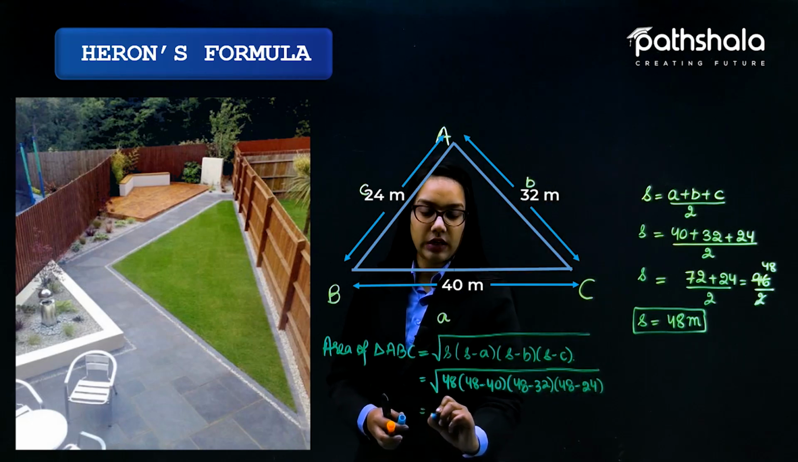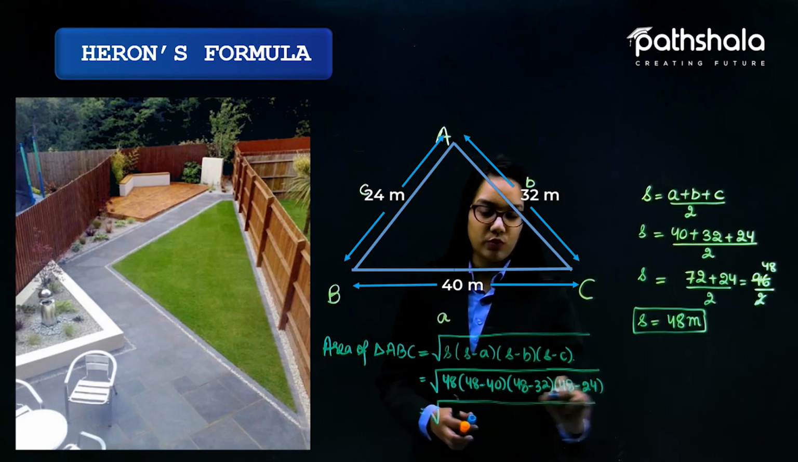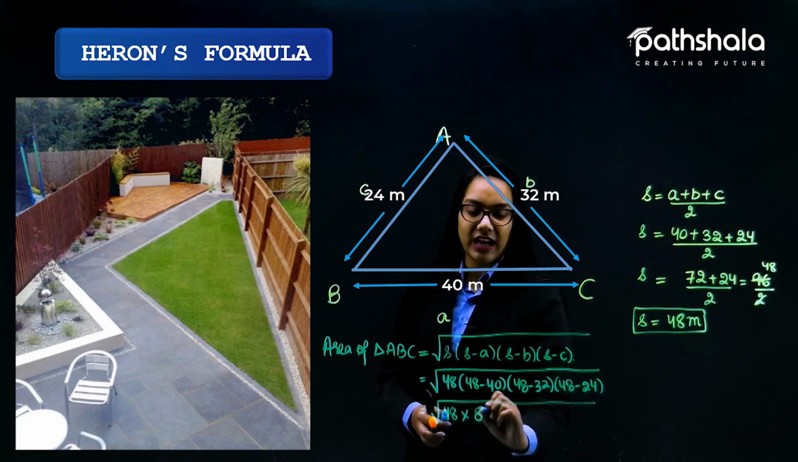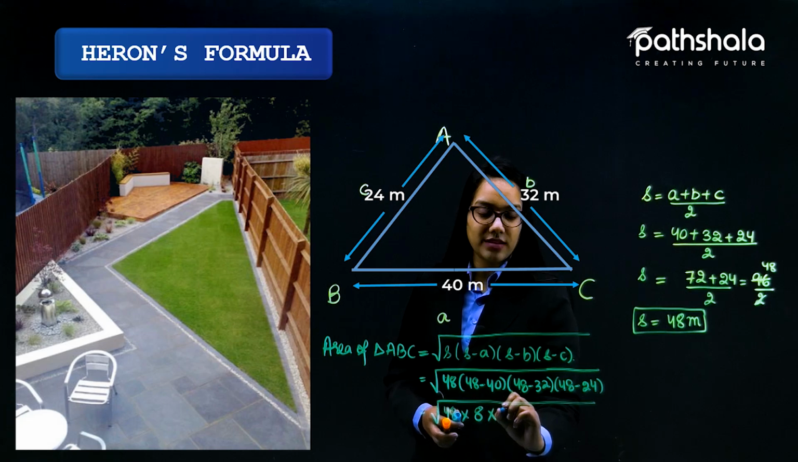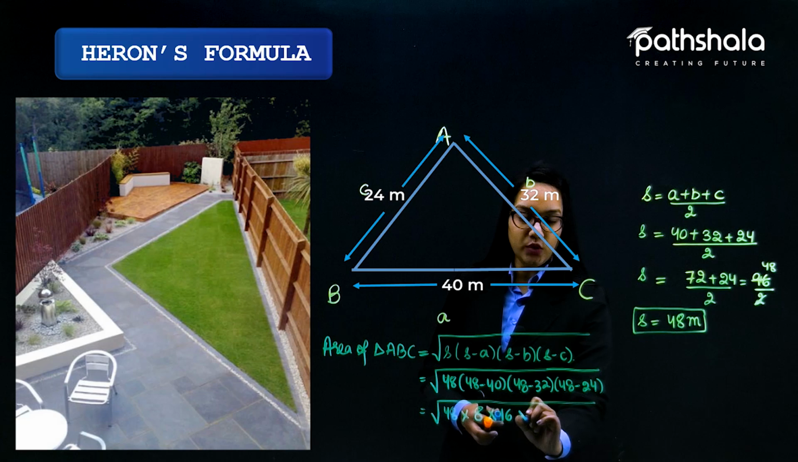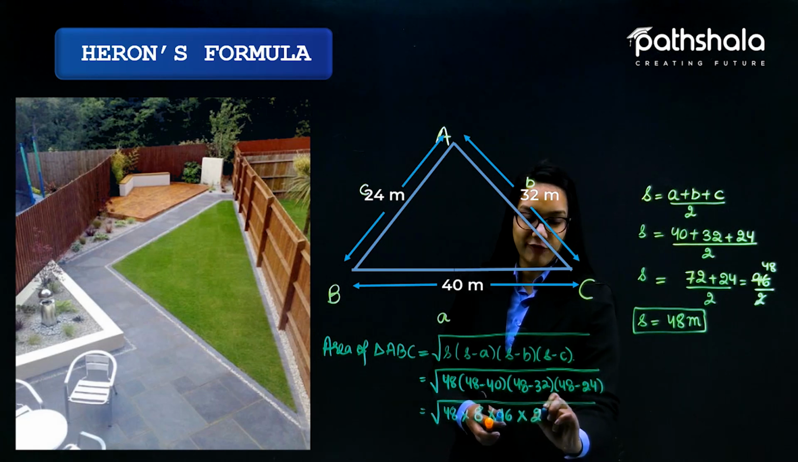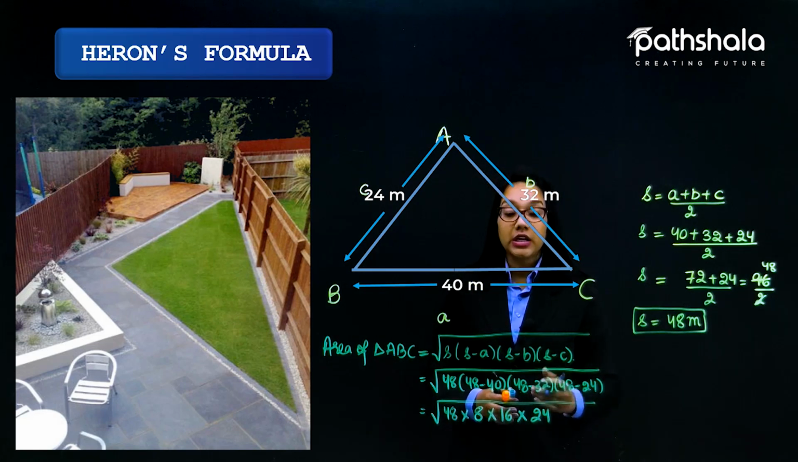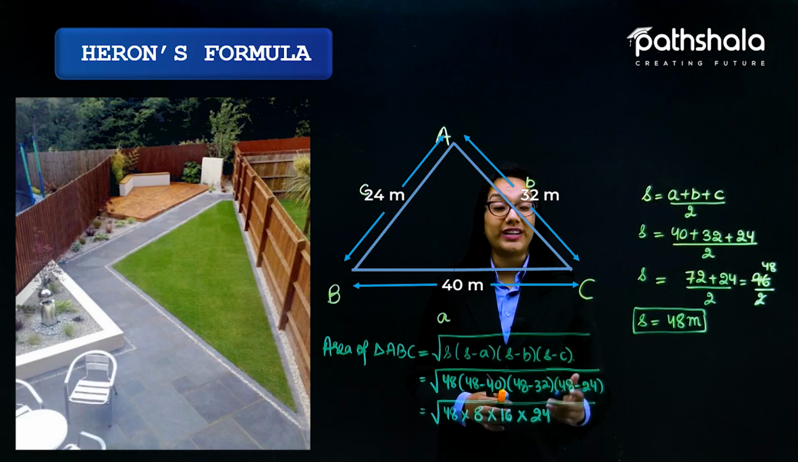Now let us take the values again. This would be 48. Further we have 48 minus 40, which is 8. Further we have 16, because 48 minus 32 is 16. Further we have the value 24. So this is the square root of 48 times 8 times 16 times 24.